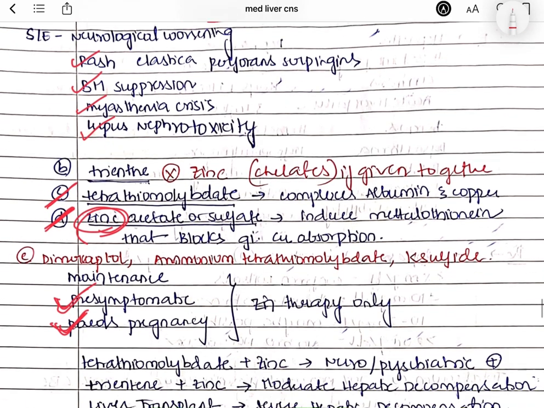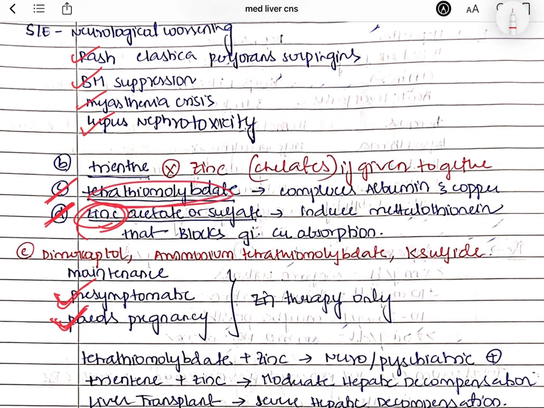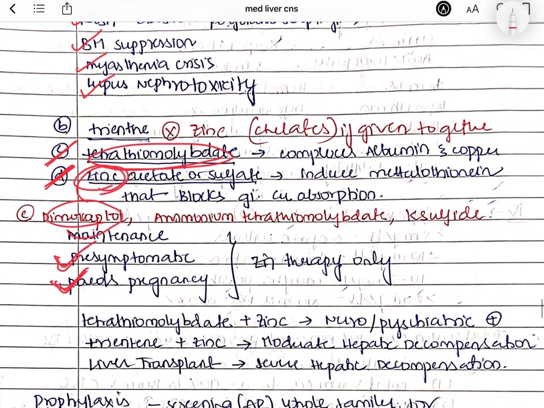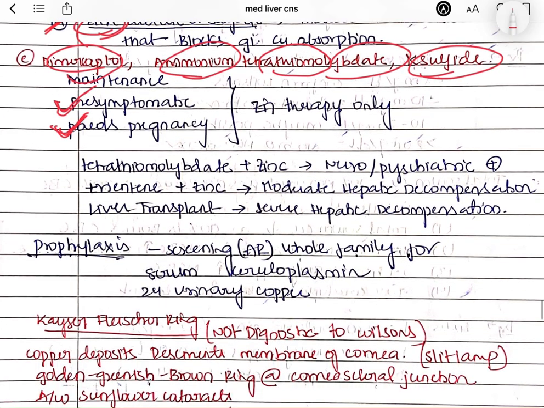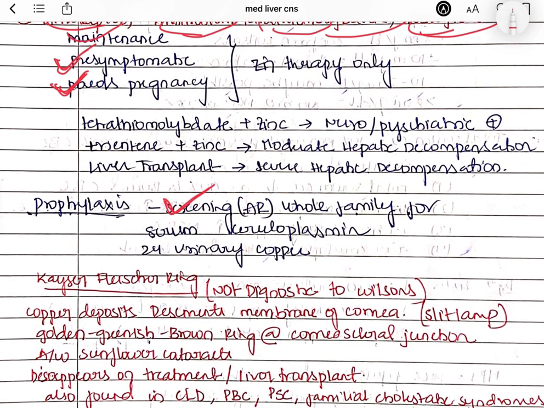And also along with this D-penicillamine, zinc and the tetrathiomolybdate, you can also use this dimercaprol, ammonium tetrathiomolybdate and potassium sulfate. So all this can be used. So coming to the prophylaxis, we'll screen this whole family because it is an autosomal recessive condition, and also we'll check the serum ceruloplasmin, which will be low, and 24-hour urine copper, which will be high.